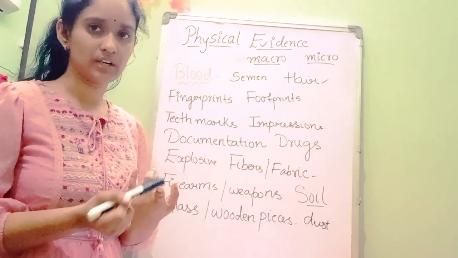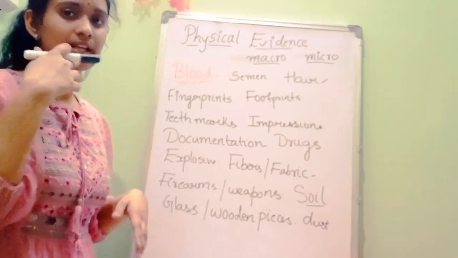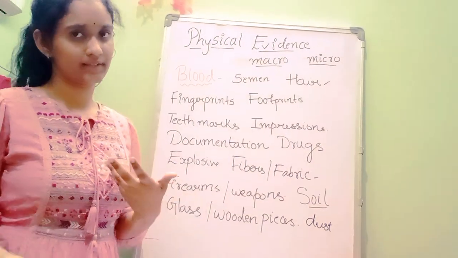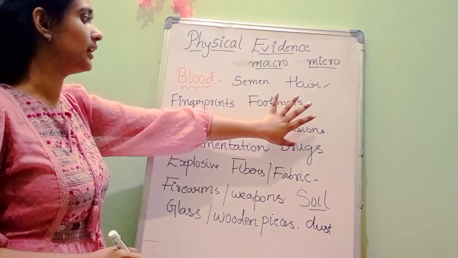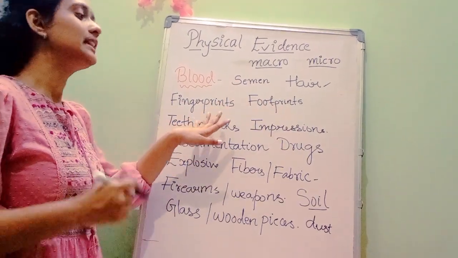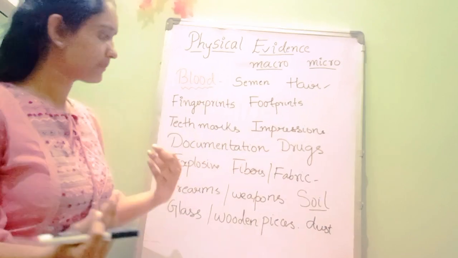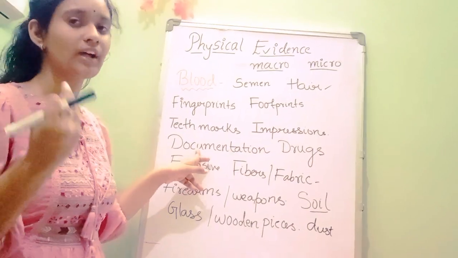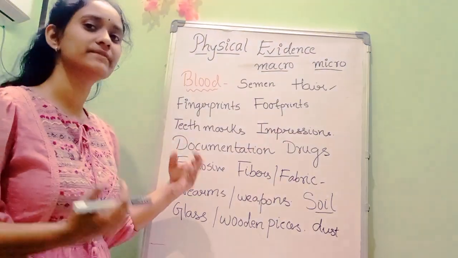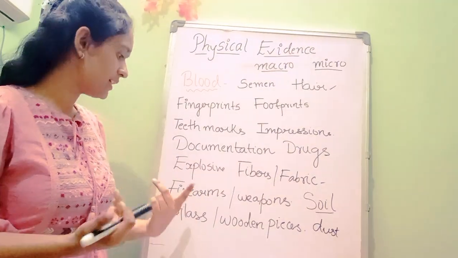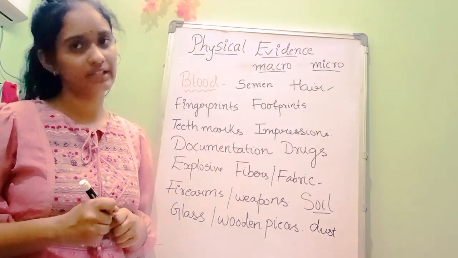You also have oral evidence, that is eyewitness evidence only. Oral means saying what had happened, etc. So these are the physical evidences. You can see blood, semen, hair, fingerprints, footprints, teeth marks, impressions, drugs, types of tablets, documentation, written and handwritten, explosives, fibers or fabric, firearms, weapons, soil or dust, glass and wooden pieces. So these are the different types of physical evidences.